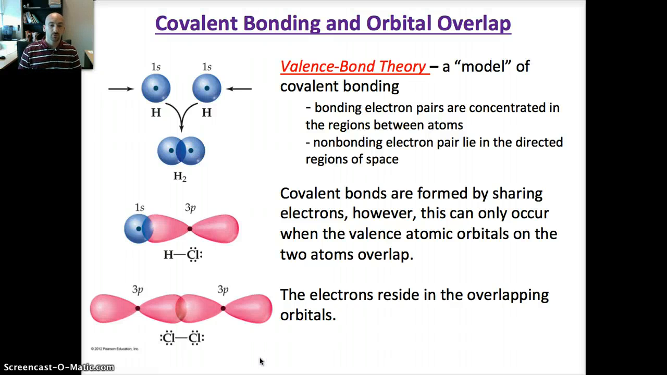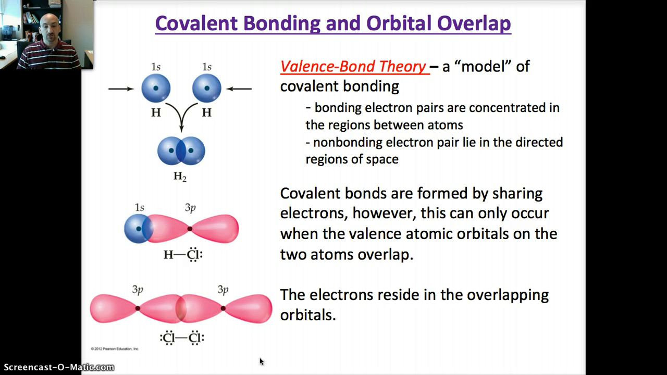Alright, welcome to Chapter 9, Part 2. This is Module 12. We have been talking briefly about molecular geometry, and now we're going to attempt to explain covalent bonding and orbital overlap.